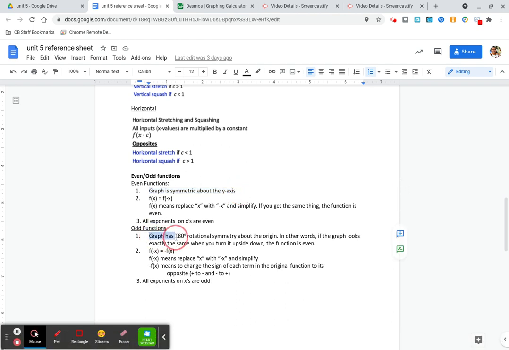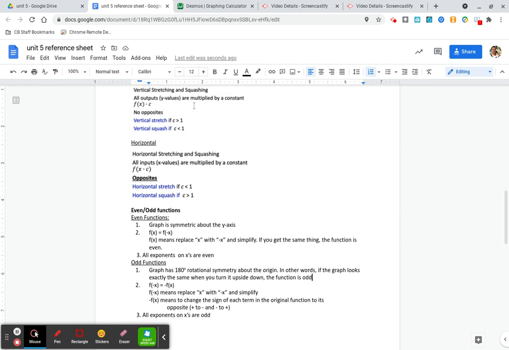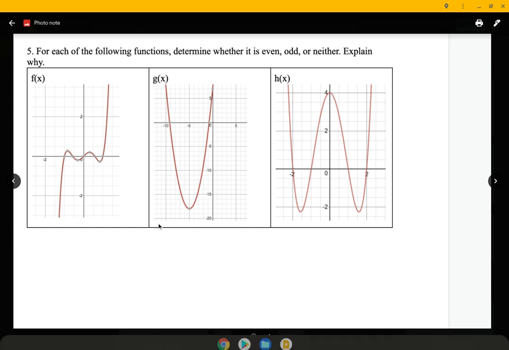The odd function graph has 180-degree rotational symmetry about the origin. Actually, there's a typo here that I'm going to fix. So the graph has 180-degree rotational symmetry about the origin. In other words, if the graph looks exactly the same when you turn it upside down, the function is odd. The easiest one to see is even, because symmetric about the y-axis means you can fold it over the y-axis on itself. So let's take a look at the graphs here for each of these.